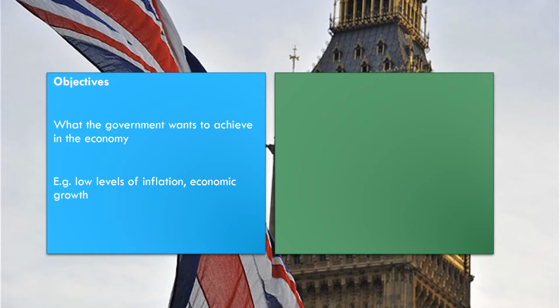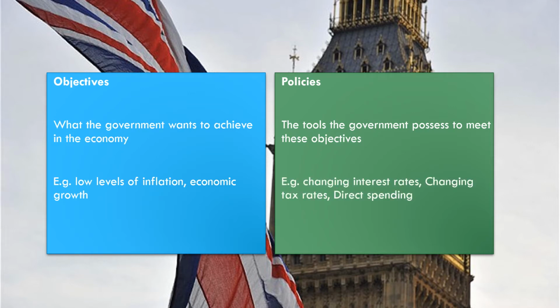And the way in which they can meet those objectives is through introducing what we describe as policies. So these are the tools that the government possesses to meet the objectives that they set. For example, things like changing interest rates, changing tax rates, and changing how much they spend as a government.